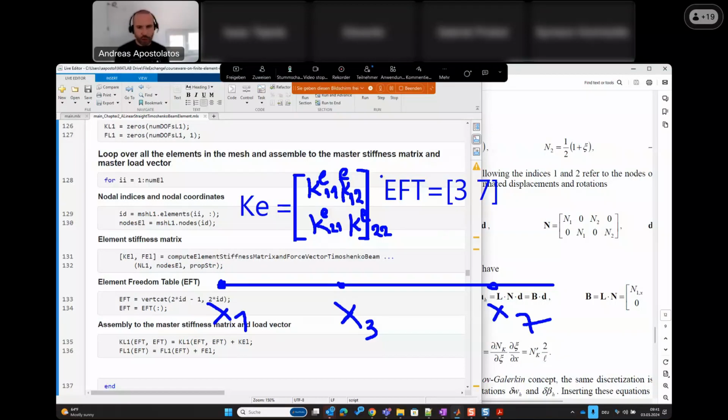Let's start with this question. Actually, I think that's interesting. Why is the size of that element freedom table 2? Why is it a vector of 2 by 1? Sorry, it's not 2 by 1. It's a 1 by 2. Why is it a vector 1 by 2 and not 1 by 4, not 1 by 5? What is the size of the element freedom table?